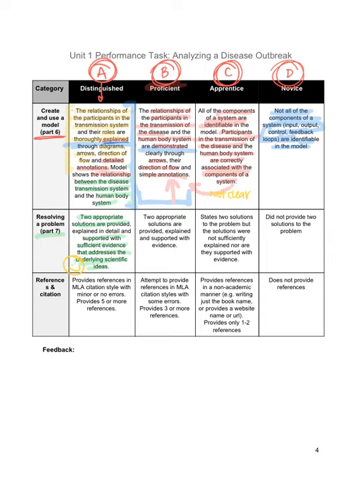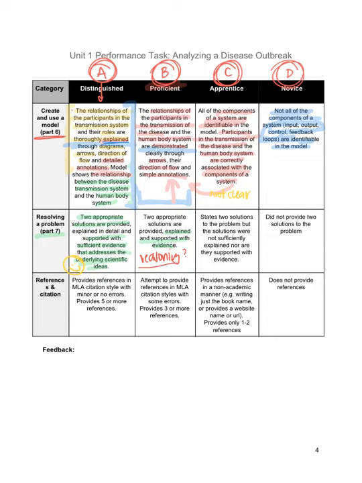To get a B, you have provided the solutions and you've just supported them with evidence. There's no reasoning. Okay, your reasoning is missing. How does it relate to your claim? That's the part you're missing.